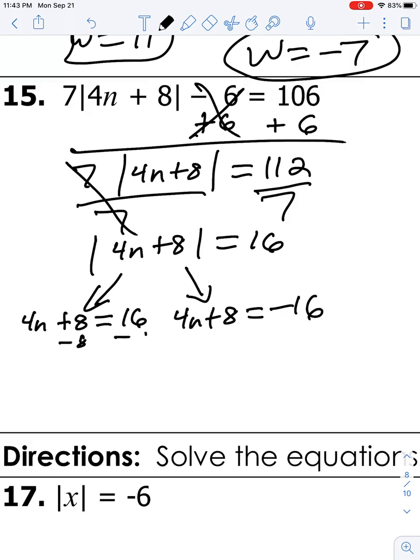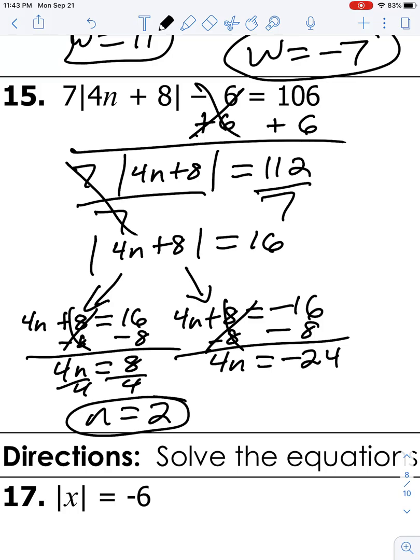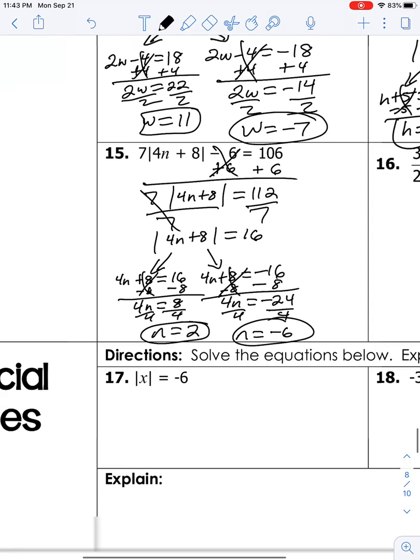So here we would subtract 8. 4n equals 8 divided by 4, n equals 2. So there's one answer. Then we go to the other equation. Subtract 8. We get 4n equals negative 24. Divide by 4, n equals negative 6. And we have our two answers.